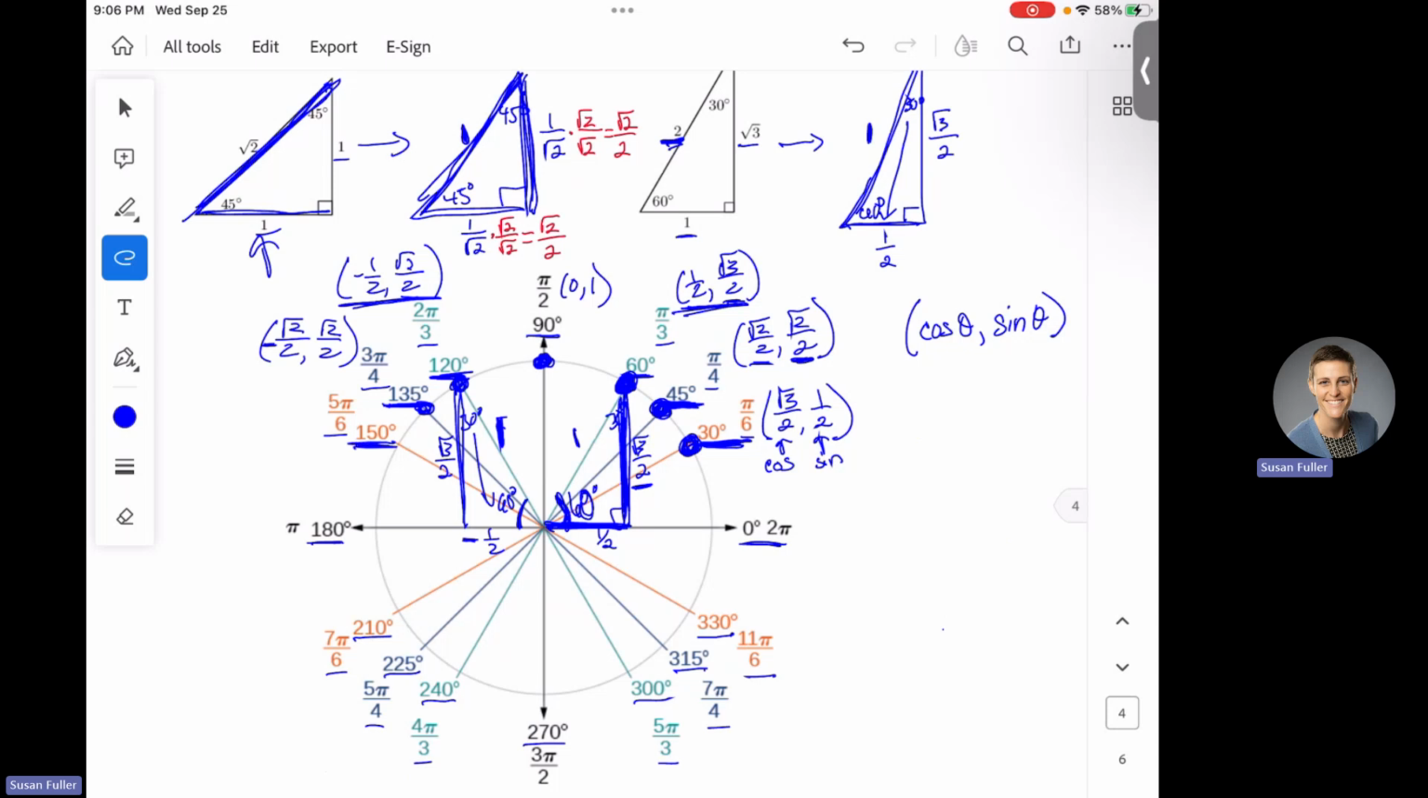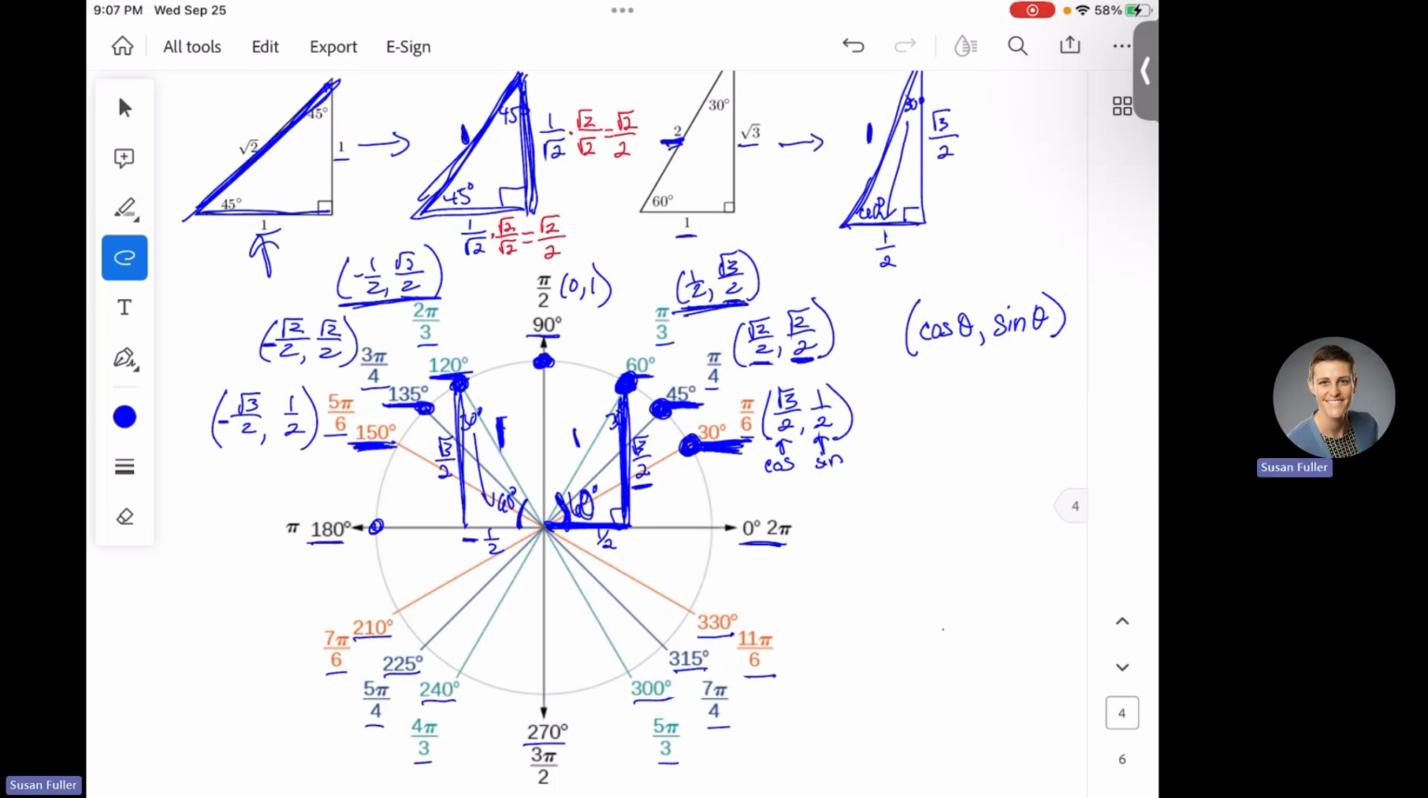150 degrees, this is a reflection of 30 degrees. It has a 30-degree reference angle. It's going to have the same ordered pair, root 3 over 2, 1/2. And again, its x value is going to be negative because quadrant 2.